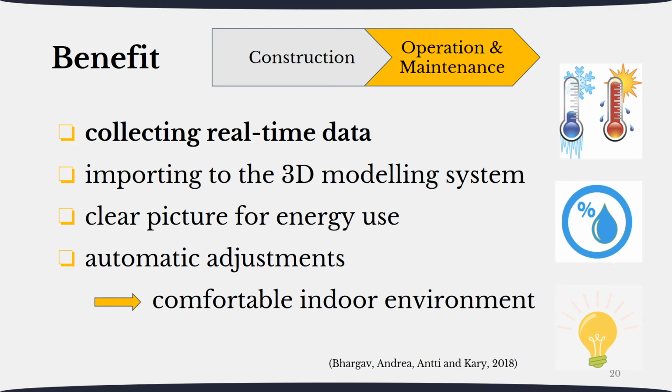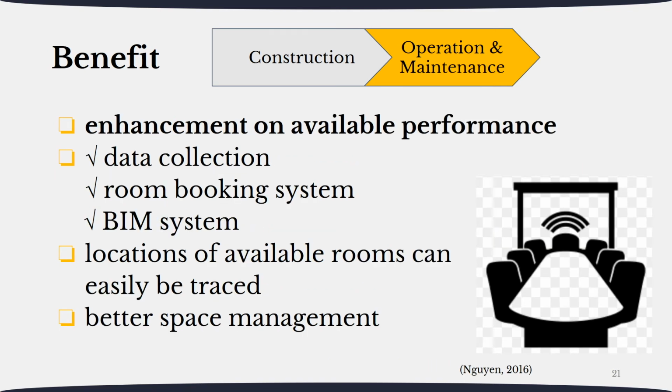IoT devices collect the real-time data and import it to the BIM system. A clear picture can be made about the energy use. Then, according to the real-time data and the historical record, temperature, humidity, and even the lighting system can automatically be adjusted. Also, a better performance can be achieved.